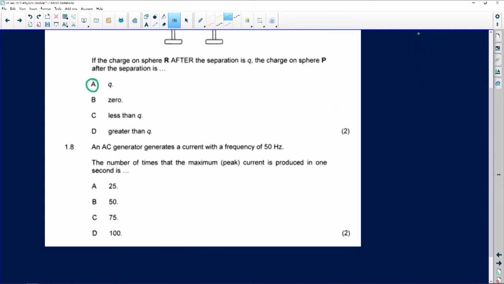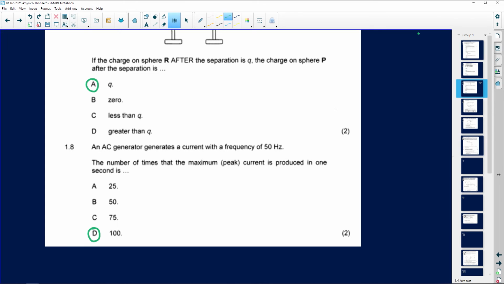Number 1.8, an AC generator generates a current with a frequency of 50 hertz. The number of times that the maximum peak current is produced in 1 second is 25, 50, 75, or 100. 1.8 will be 100, will be D.